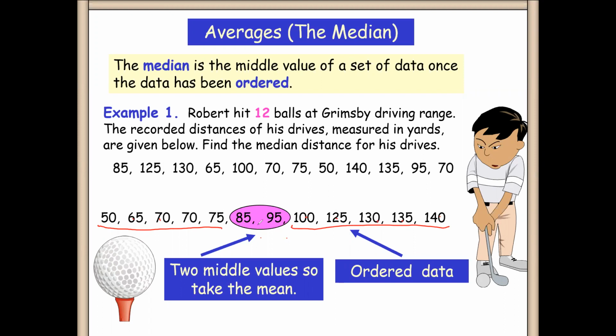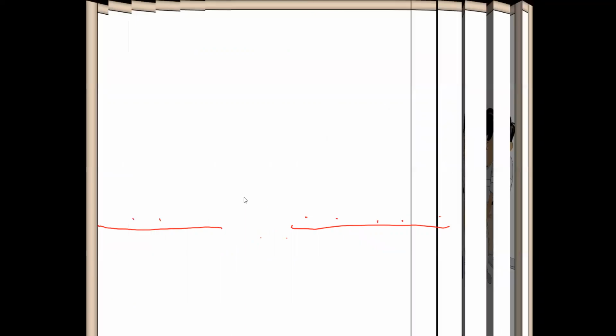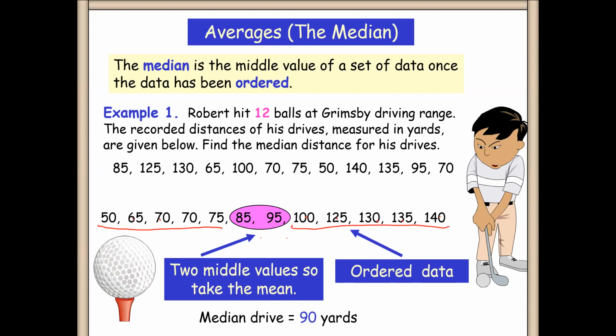So the median now is not on a number itself, but the median now will lie in between, and I'm going to make a note of that. So in a case like this, the median is actually in between, which will be 85 plus 95, and divide that by 2, we would get 90.